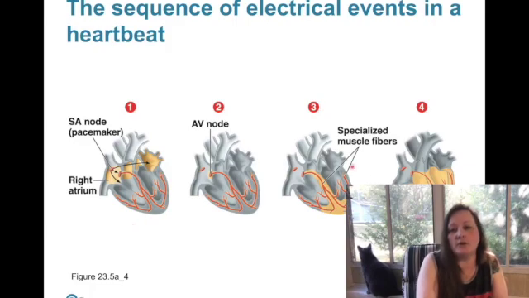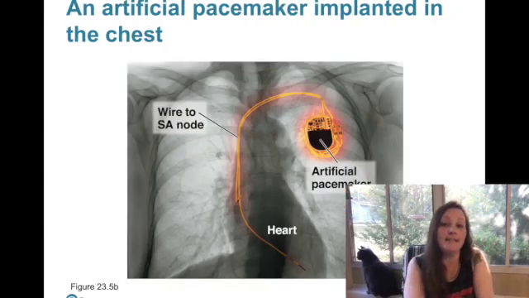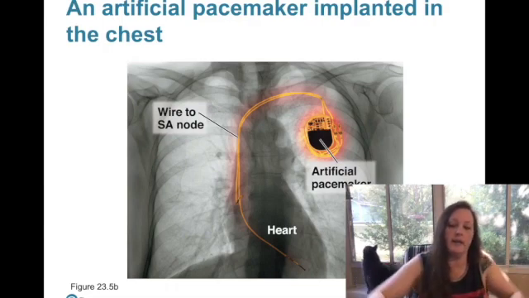This is just showing you the contractions. So contract, small there, little contract, whoa, big contract. That's when it's pumping it the rest of the way out of your heart. This is the artificial pacemaker. It's in there in order to make it all work properly.